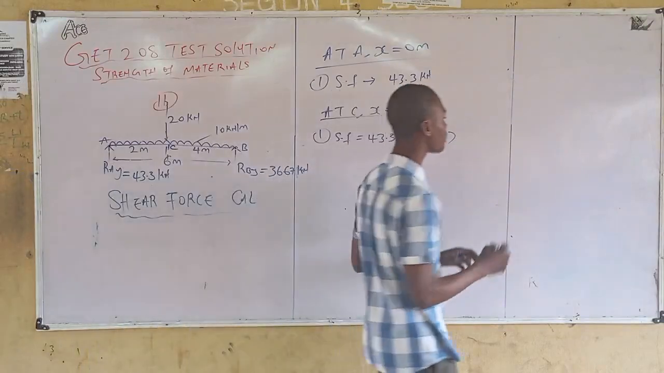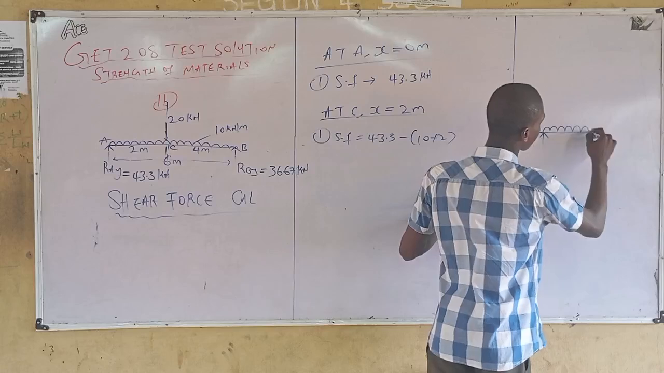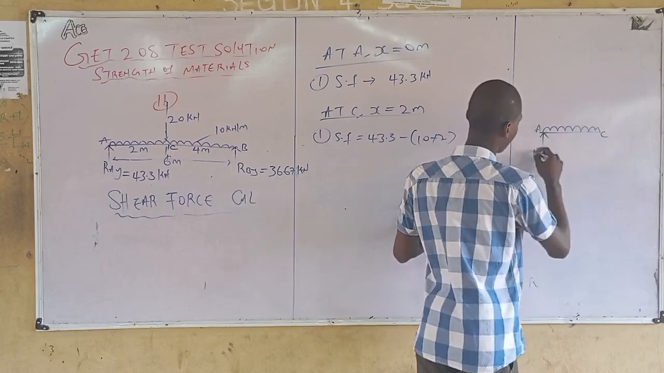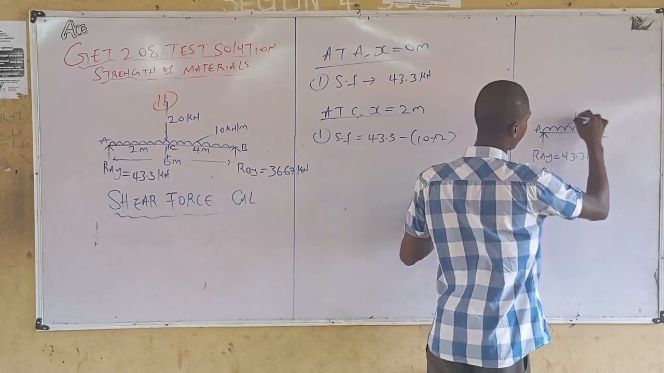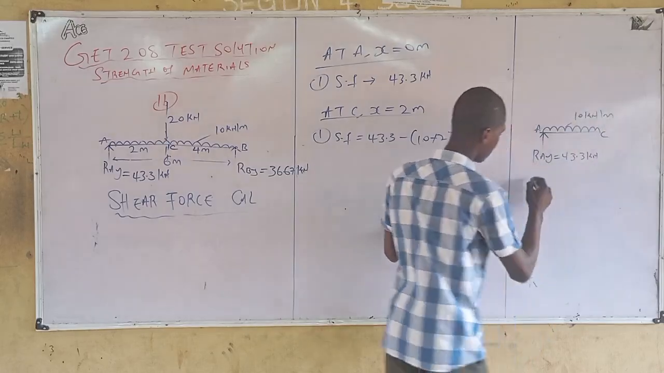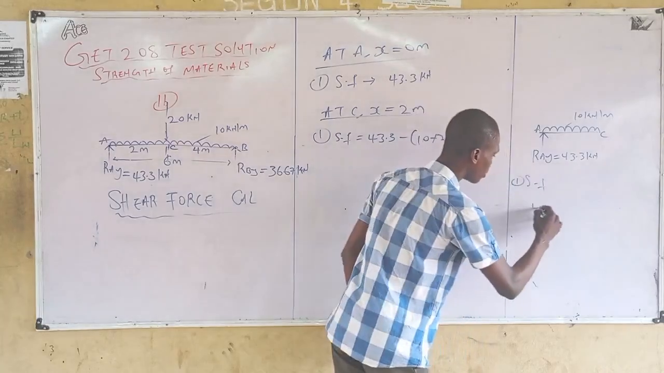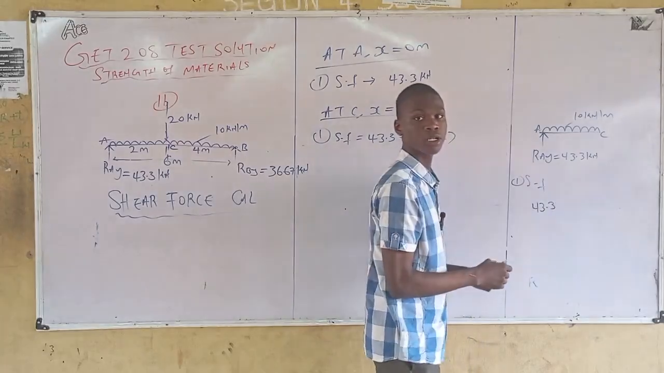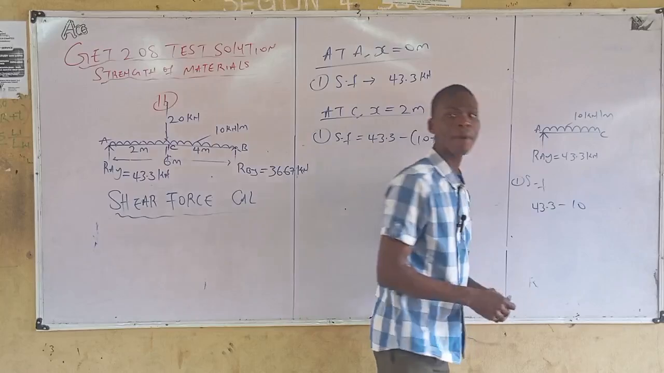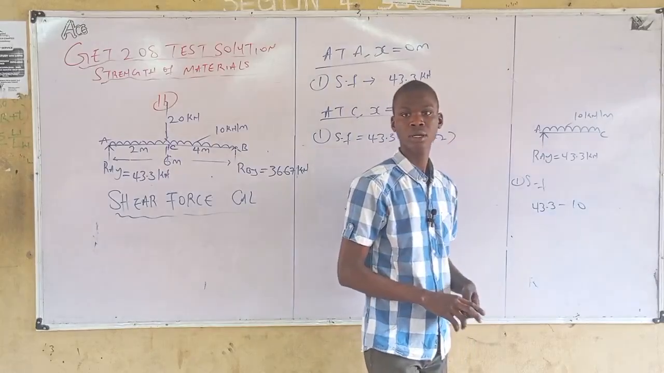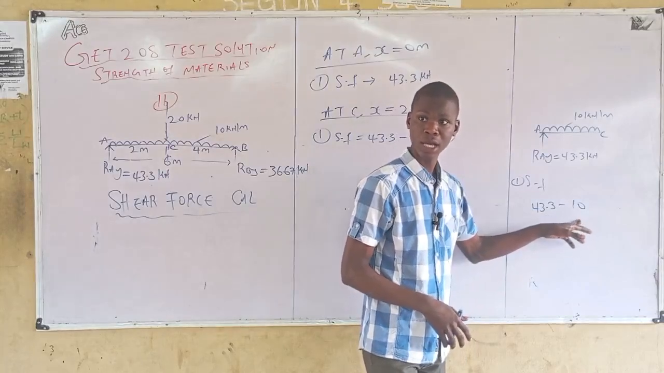Let me use the diagram to explain. First value of shear force. RAY is going upward, 43.3. The U.D.L is acting downward. Meaning, if I'm putting minus 10 here, am I correct? Yes. If I'm putting minus 10 here, am I correct? I'm correct.